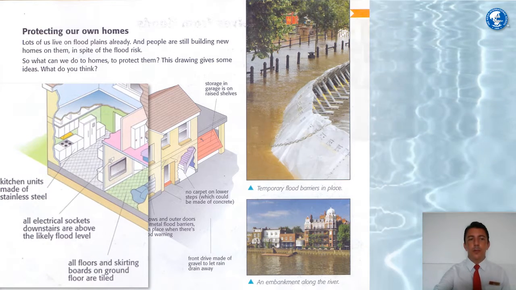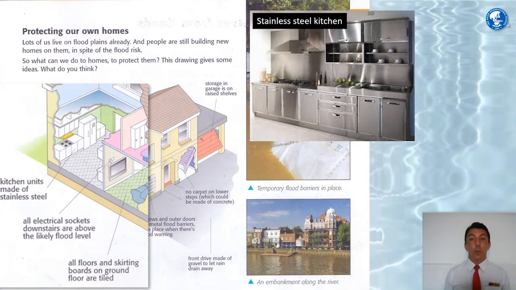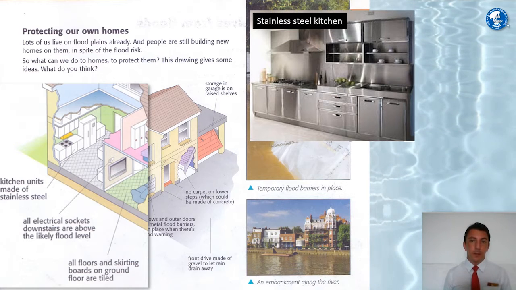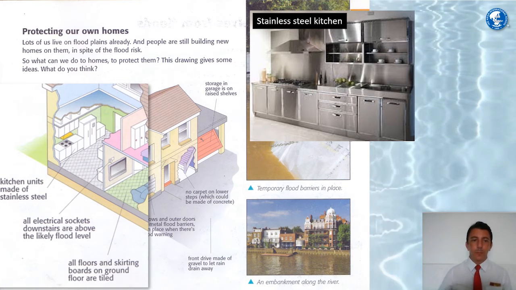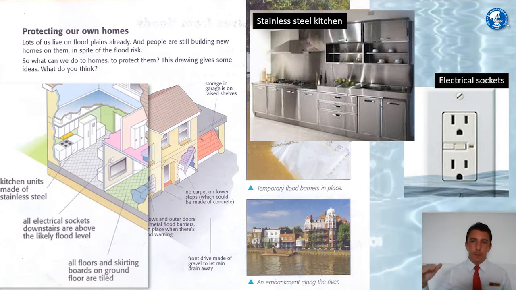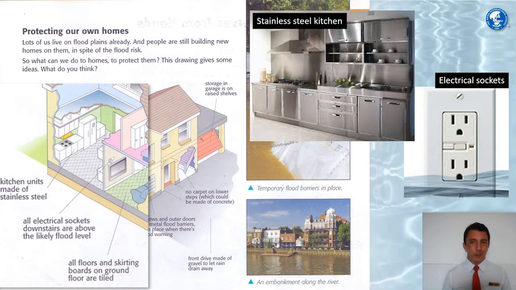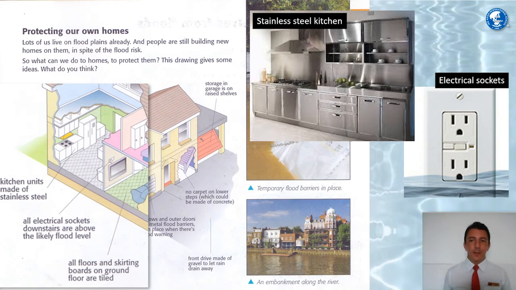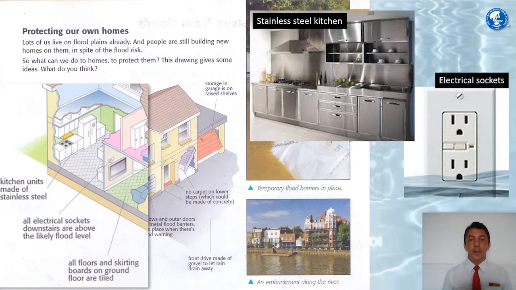So in this home, the kitchen units are made of stainless steel. A kitchen that's made of wood would be really damaged by a flood, but stainless steel won't be damaged by the water. Also, all the electrical sockets are above the level of the floodwater. Water and electricity are not a good combination, so we have to make sure that they won't be at risk of causing an electrical shock if there is a flood.